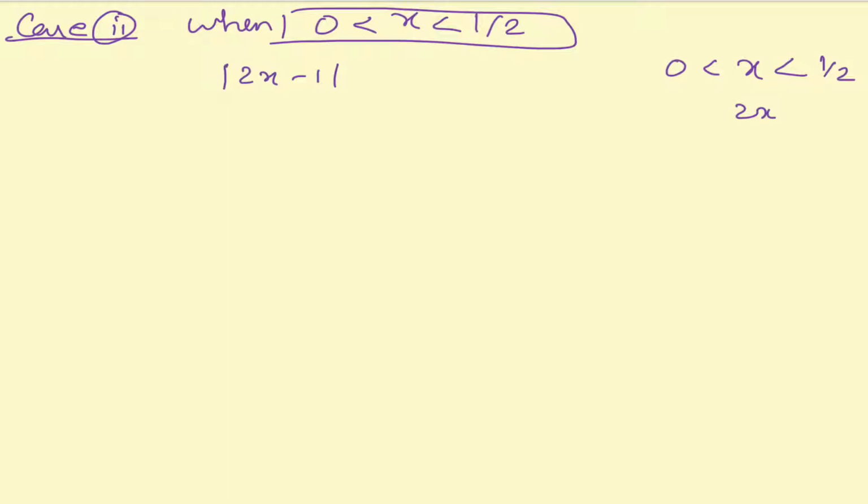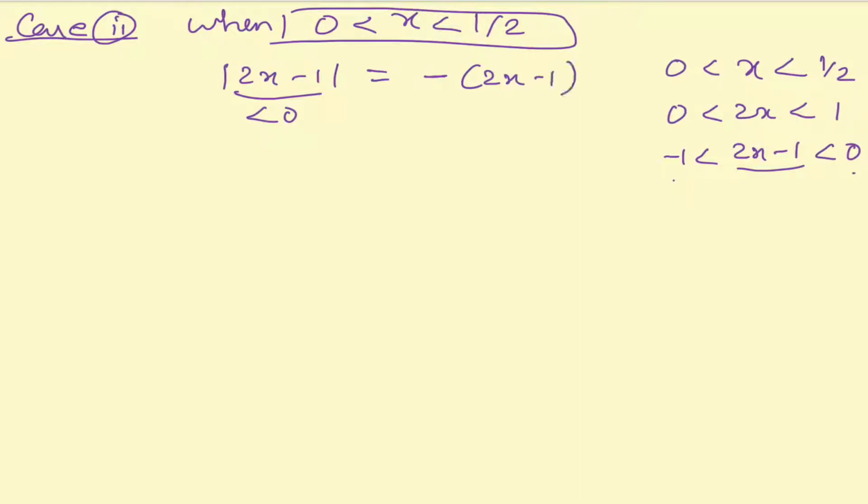That means 2x will be, if you multiply by 2, between 0 and 1. And 2x minus 1 will be in between minus 1 to 0. That means 2x minus 1 will be less than 0, and it will open with a negative sign, that is minus (2x minus 1). And mod of x, that is x, will be between 0 to 1 by 2, so it will be positive, so it will open with x only.